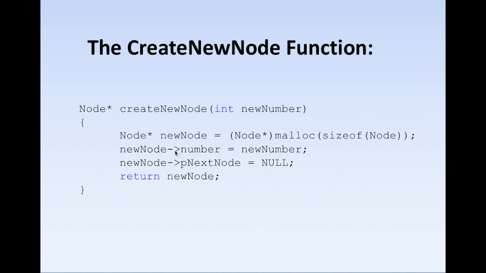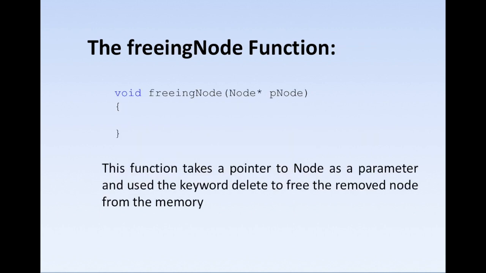So new node->number is equal to new number, and new node->pNext node is equal to null. So we initialize the pointer to be equal to null, and we return this pointer, which is the new node. So for new node, we allocate using malloc size of node. We set the number equal to the new number that we pass to it, and the pointer to null, and we return the pointer. This is the same as the structure that we saw earlier.